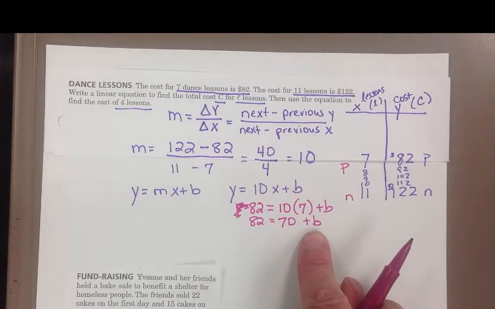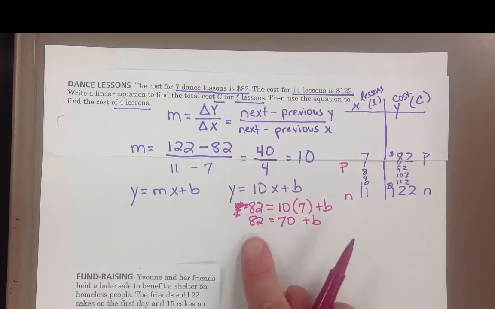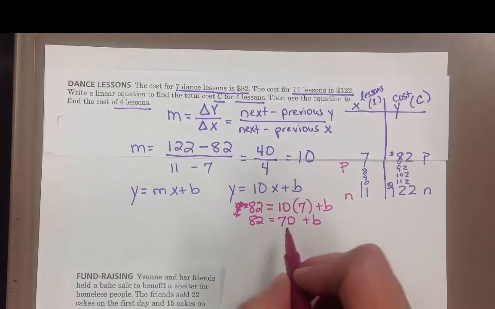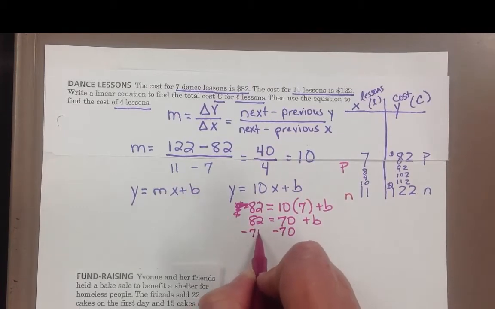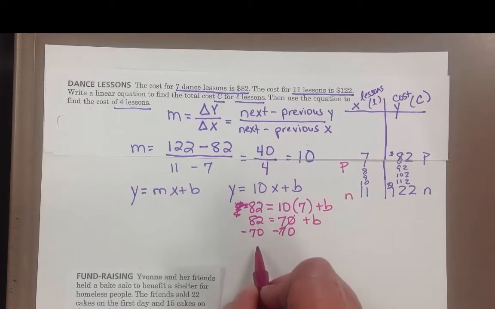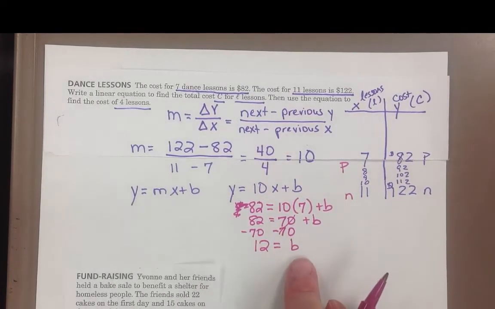To isolate b, or to get it by itself, I need to do the opposite of what I see on both sides. So that means subtract 70 from both sides of the equation. That'll make it cancel out on this side, so I get 0 over here. At 82, take away 70 is 12, and I'm left with b over here, so I've just solved for b.